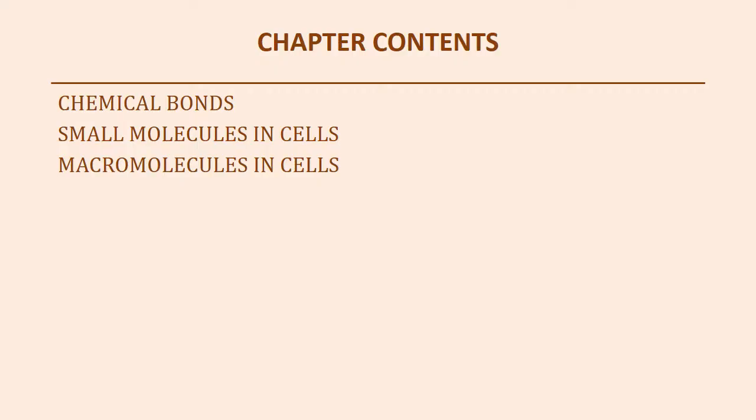So here is the chapter content. As I mentioned to you before, we're going to take a look at chemical bonds. We're also going to take a look at the small molecules in the cells and how these small molecules can then work together to eventually make macromolecules, which are more of a polymer, more of a complex structure. And we're definitely going to see what kind of roles they play within the cell itself.